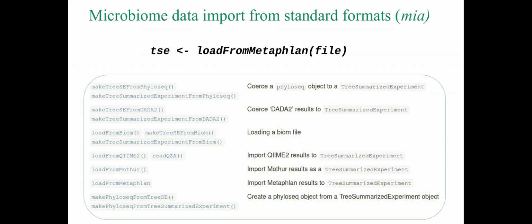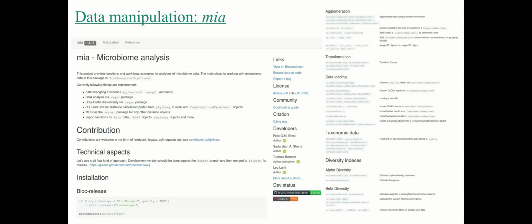So this set of tools is key for getting the data in R and Bioconductor in the desired format that is amenable for the downstream analysis. And once we get to that point and we have our data imported in R in the suitable format, we can utilize some other tools. And the mia package provides tools, for instance, for the agglomeration of the taxonomic profiles to higher taxonomic levels, for splitting higher taxonomic levels to different abundance tables.